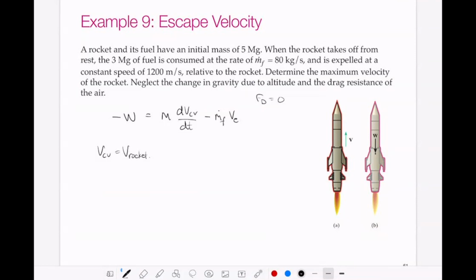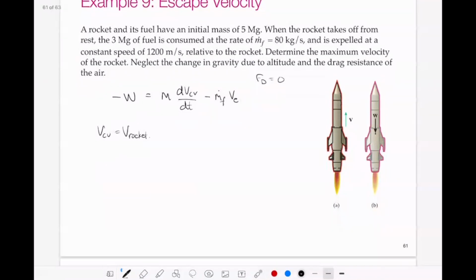So what we've got to do is figure out how long it's going to take for the mass of the fuel to burn up. And then we can rearrange this equation and integrate the velocity with respect to time. If we know that final time, we can find the velocity after that amount of time has passed.